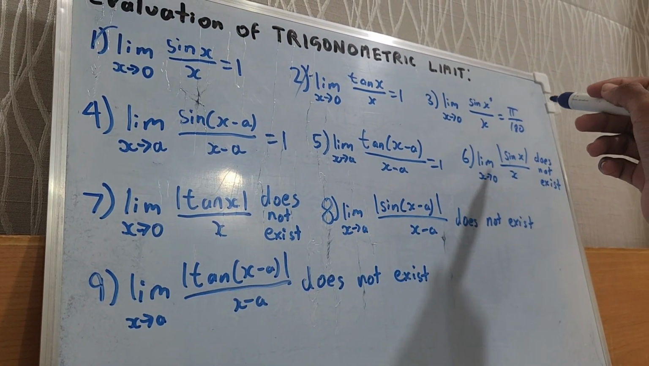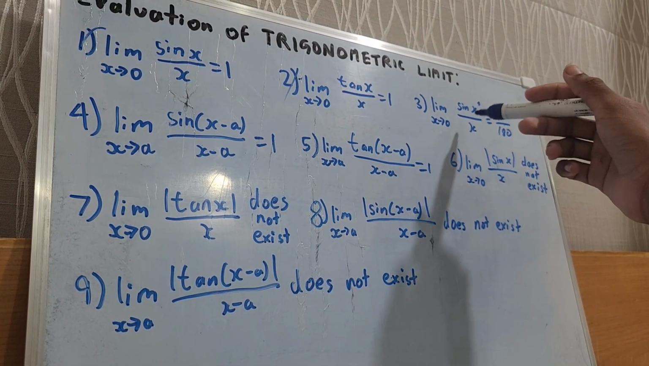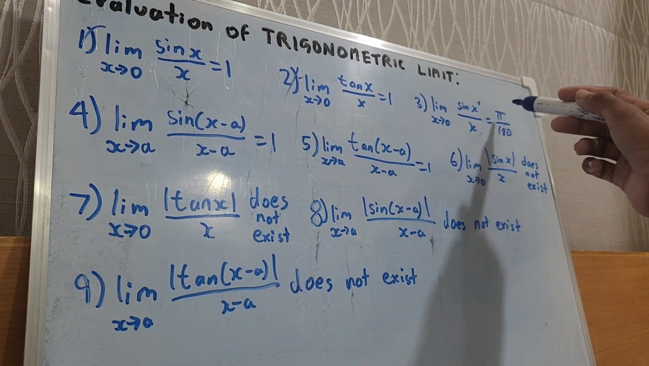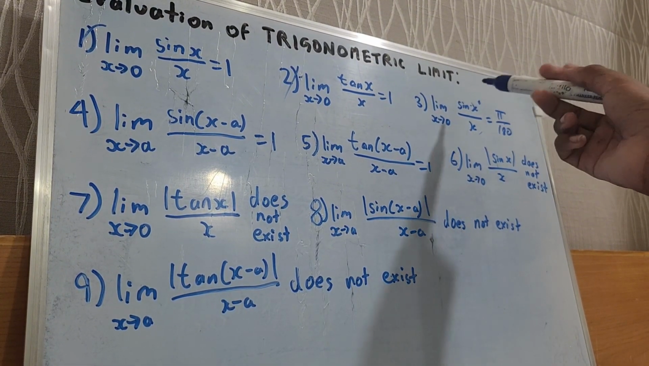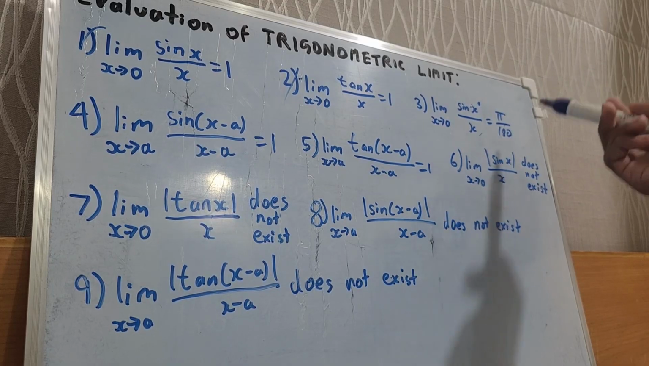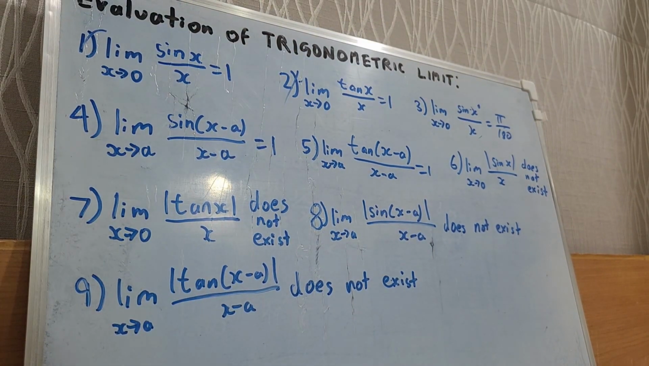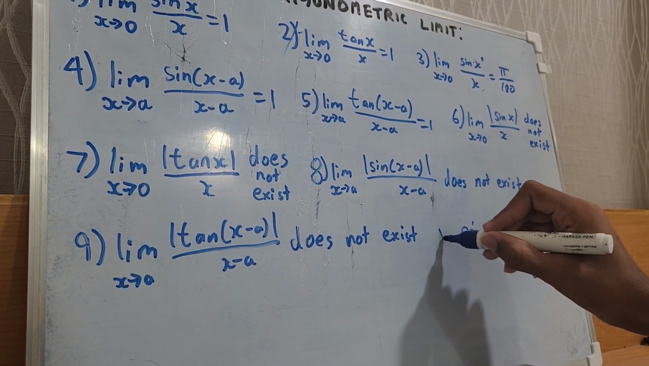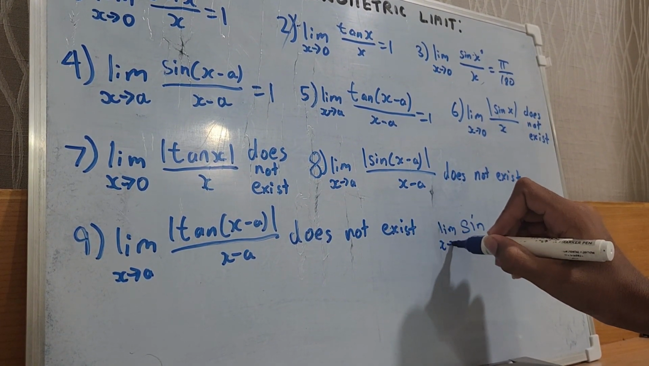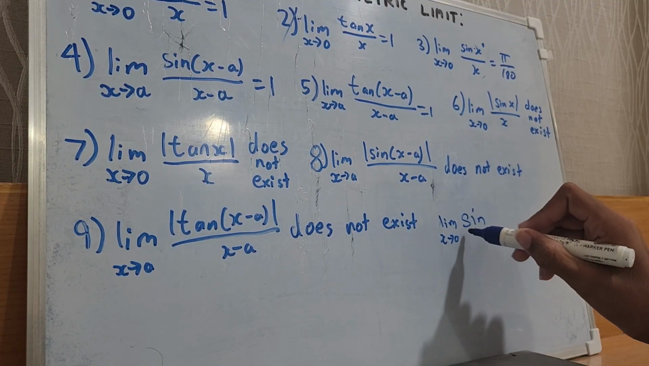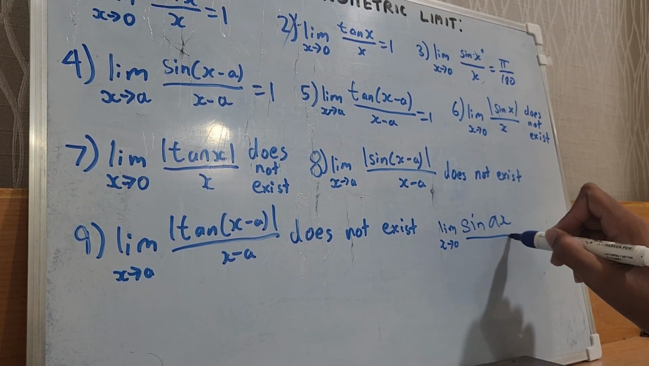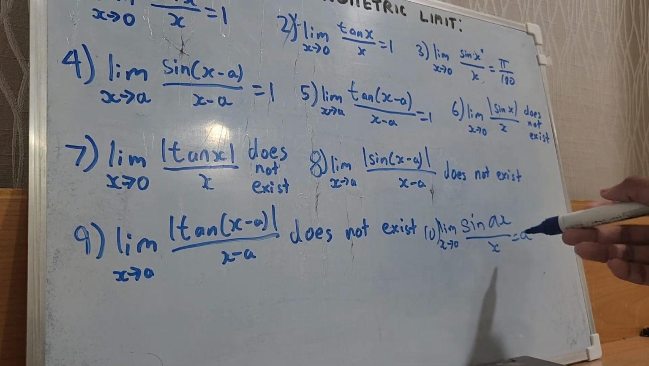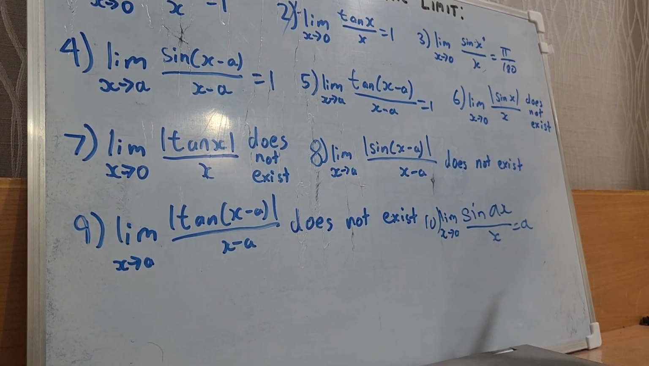Next, this formula: limit of sine x degrees by x. The coefficient will be pi by 180, as the denominator is in radians. So the coefficient for sine ax by x should be a. Let me write it down here: limit x tends to 0, sine ax by x is equal to a, like this.